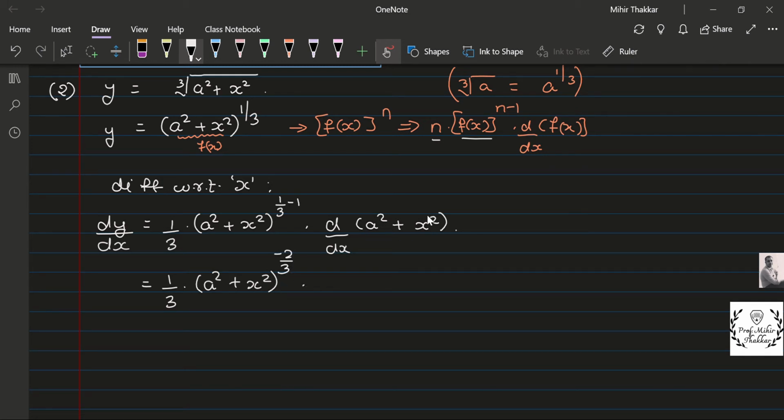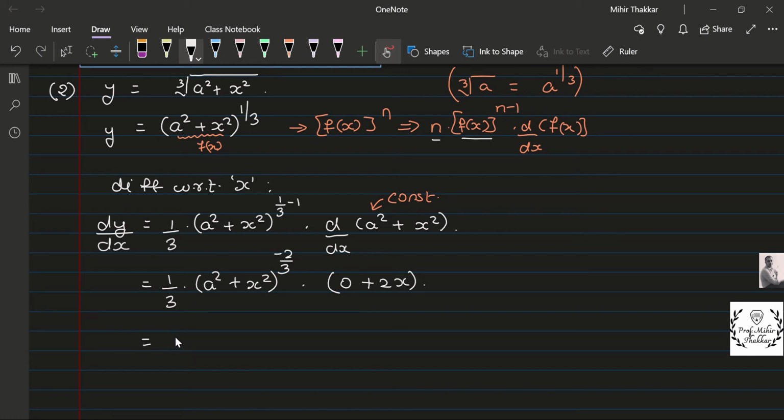Now the derivative of the second part. Now in this, a square is considered as constant. Therefore, derivative of the constant is 0. So we leave that part as 0 and I write this 0. Derivative of x square is 2x. So I get 0 plus 2x. So we get our final answer over here, guys. 0 plus 2x is 2x.